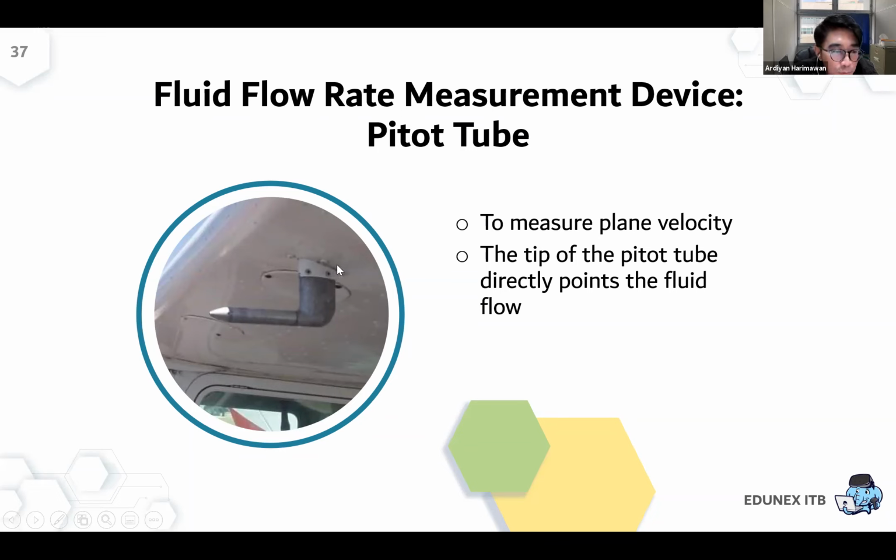Yeah, the pitot tube. The picture is on the left figure. It's normally placed on the plane or on the ship with the tip, this is the tip of the pitot tube, facing the direction of the plane. So it will measure the velocity of the air with the direction opposite to the plane's direction.